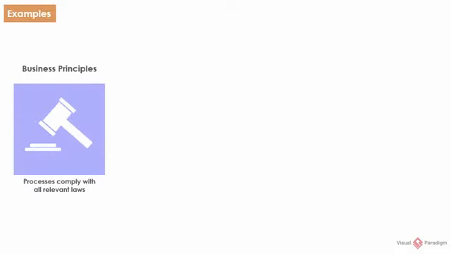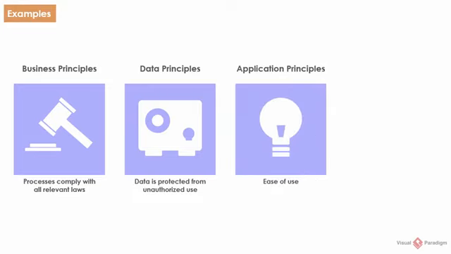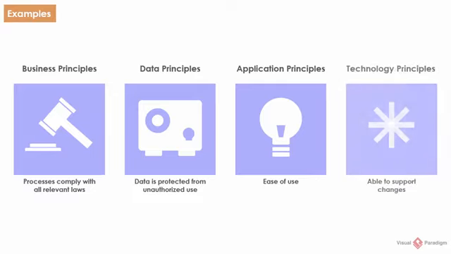Enterprise information management processes have to comply with all relevant laws, policies, and regulations, and this is a kind of business principle. Data is protected from unauthorized use and disclosure. Obviously, this is a kind of data principle. Ease of use is an example of application principle. This principle states that the underlying technology has to be transparent to users, so they can concentrate without distraction. Finally, the technology principles. Changes to the enterprise information environment have to be implemented in a timely manner.